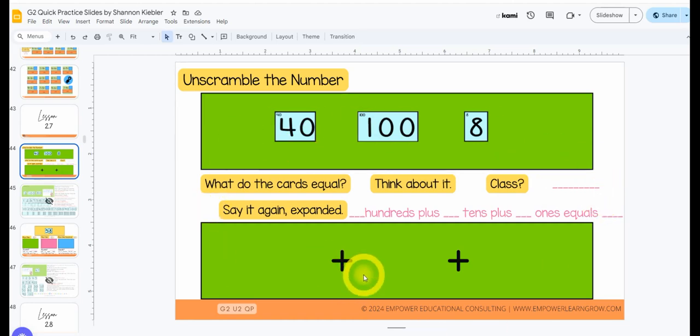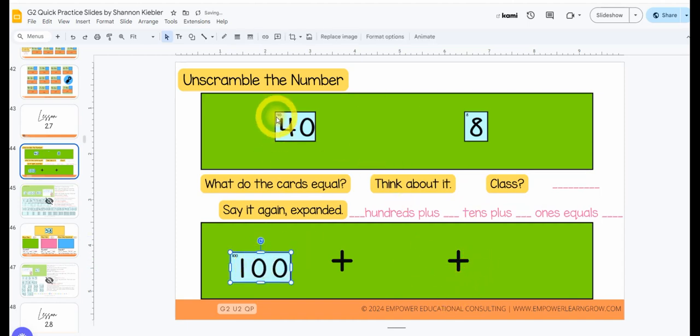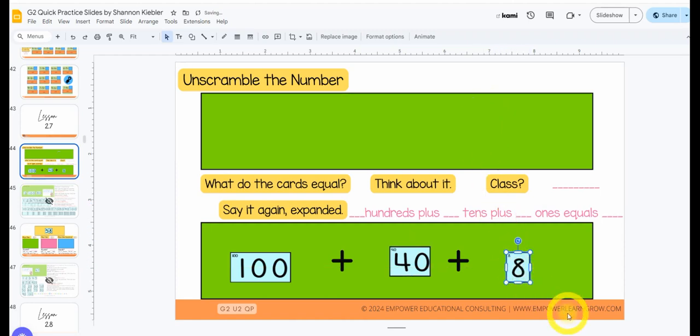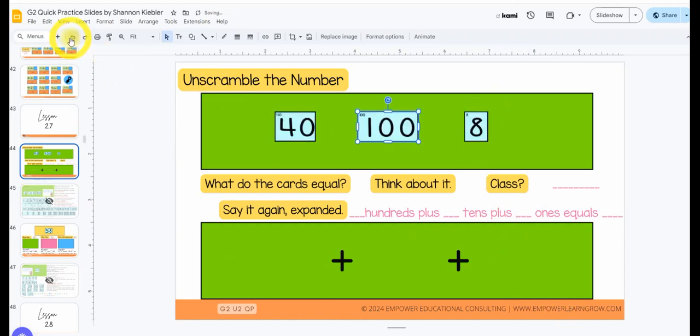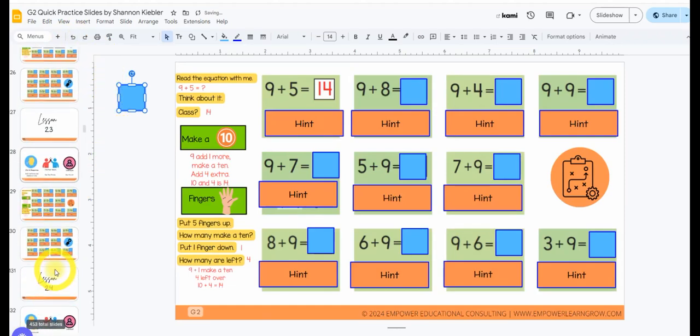In this case, it's presented for you. What do the cards equal? Think about it. Class, and the whole class should say 148. Let's say it again, expanded. 100 plus 4 10s plus 8 1s equals 148. And then you can move the arrows and go back to the next slide.